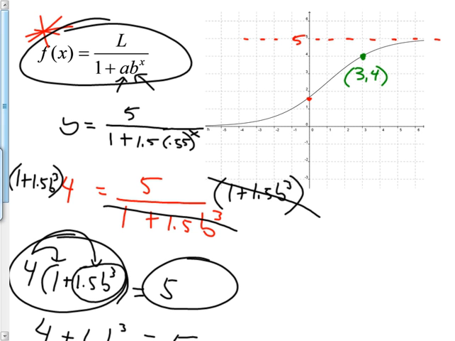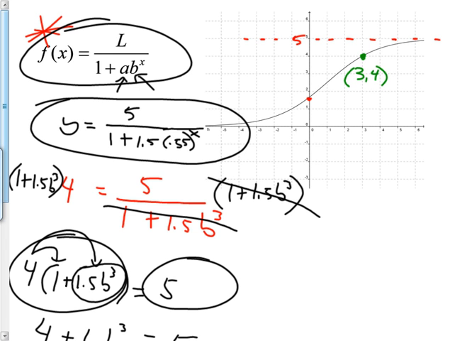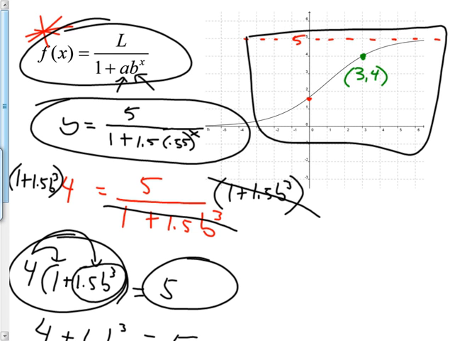You get that? So we just figured out a logistic equation from its graph. So if I were to type this into my calculator, I would get this. At least I hope you do. All right. Any questions about that? All right, I'm going to pause for a second here. All right, so moving on.